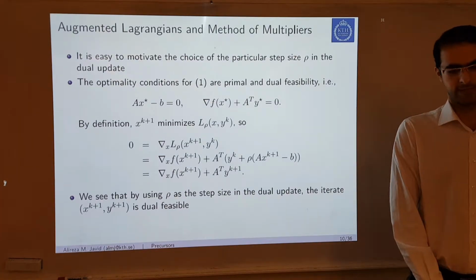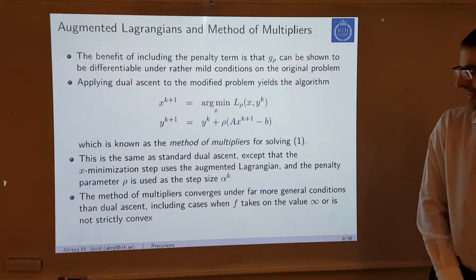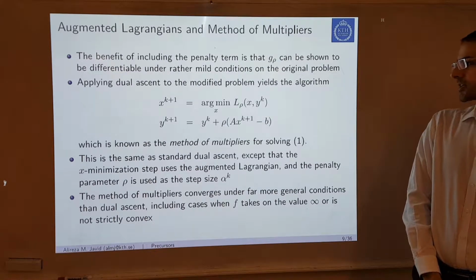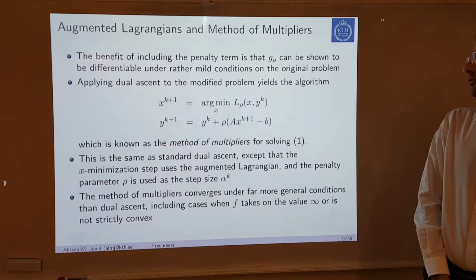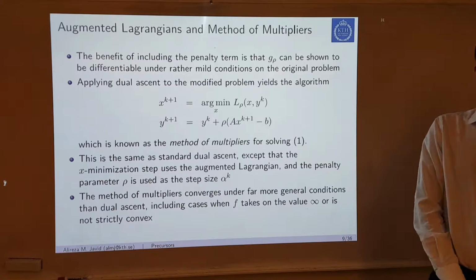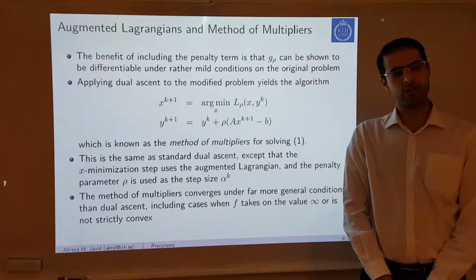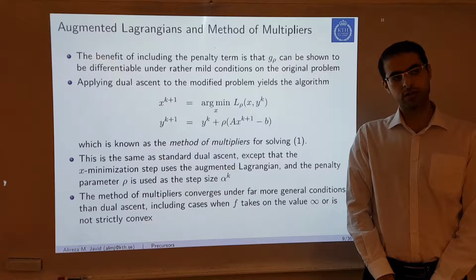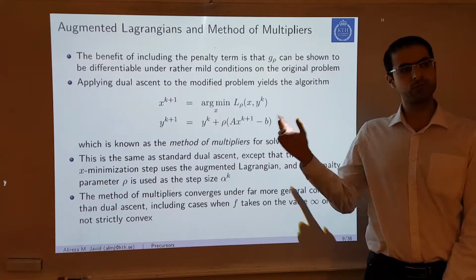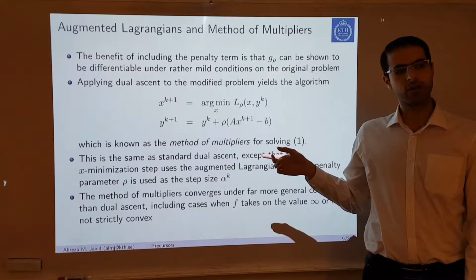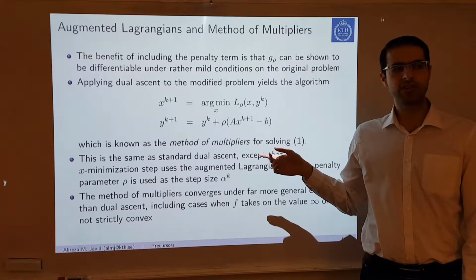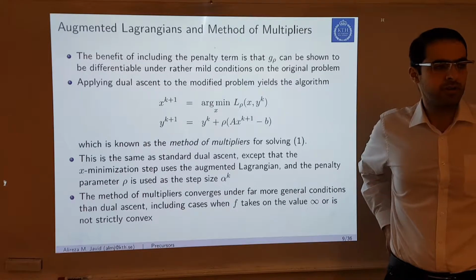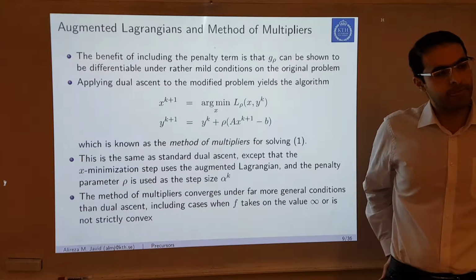Yes. On the previous slide, should rho be constant? It is constant. Yes, you will choose it. Can it be proved that it converges to the optimal point with constant rho? For ADMM, we will prove this. For the augmented Lagrangian, I don't know exactly, but there should be proofs. I don't think that it needs to be constant.